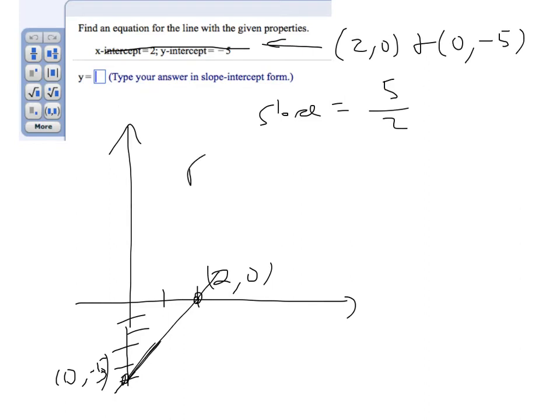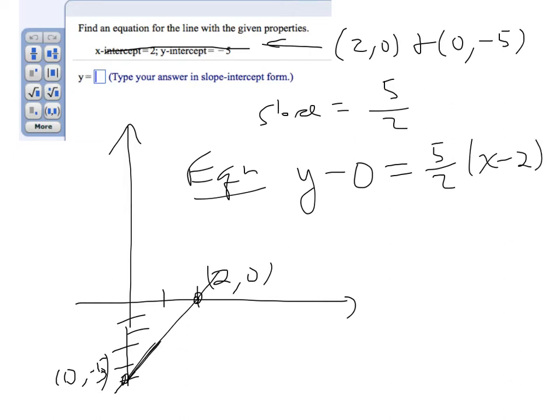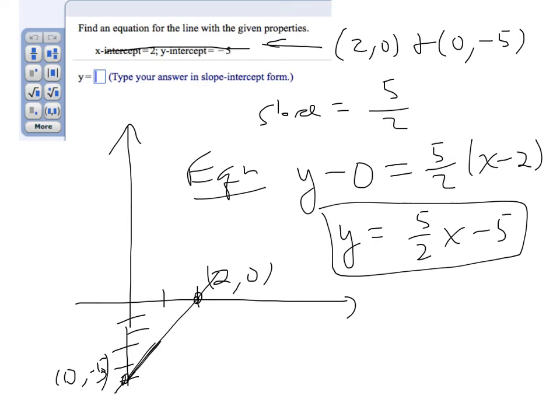And so the equation of the line is y minus, and again we can use either one of these points that we want, so I'll use the one that doesn't have a negative number. Y minus 0 equals 5/2 times x minus 2, which means that y is 5/2 x minus 5, just distributing this multiplication 5/2 through the parentheses. So if you use the other point, you should get the same thing. And we know the y-intercept should show up right there, and it does. So that's the right answer.